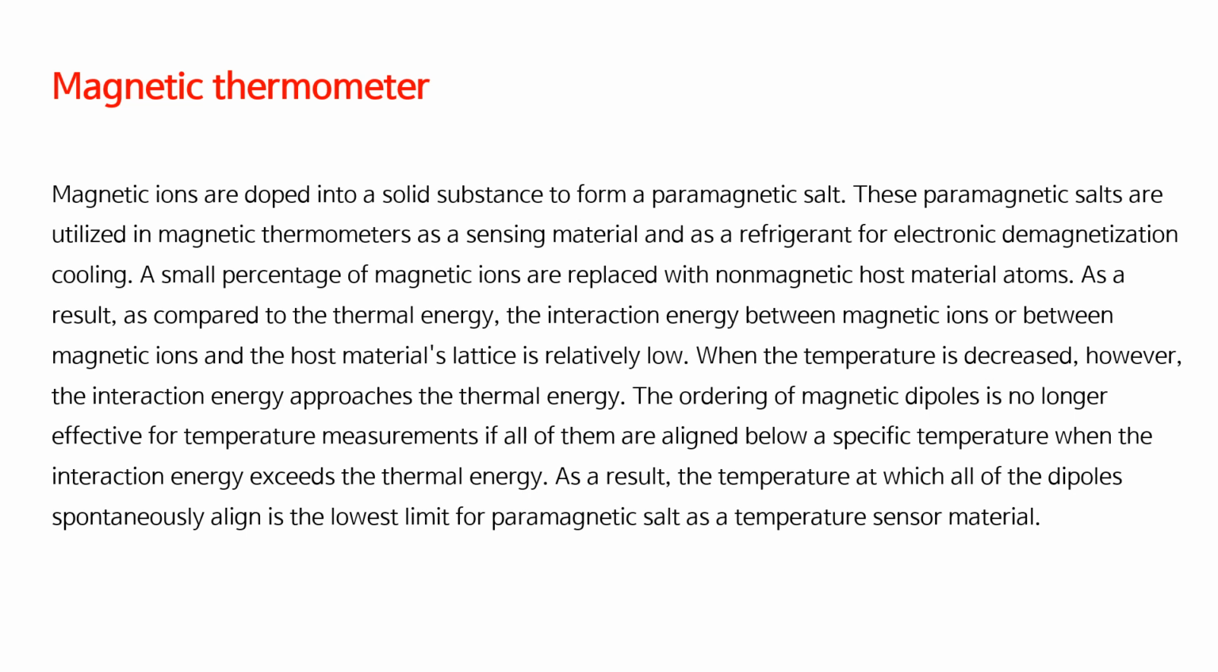Now let's see the magnetic thermometer. Magnetic ions are doped into a solid substance to form a paramagnetic salt. These paramagnetic salts are utilized in magnetic thermometers as a sensing material and also as a refrigerant for electronic deviation cooling.